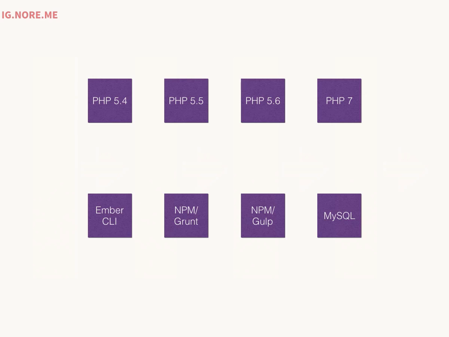Because we would still need to build a number of containers. One for each PHP version, an Ember CLI, an npm version with Grunt, one with Gulp, because you can't really run those two together on the same container. That gave some issues. A MySQL, a Go, anything you want.